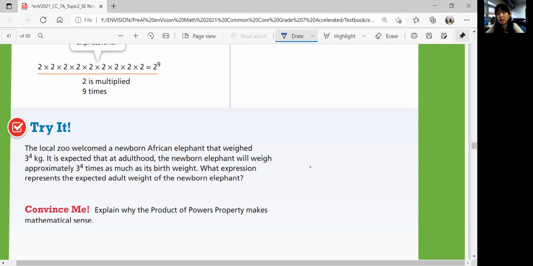What's the simplified expression? So again, you're going to start with 3 to the 4th times 3 to the 4th. You have the same base, 3. You also have the same power, but that doesn't mean anything, okay? If you have the same base, you can add the powers. 4 plus 4, which means 3 to the 8th total. So you're multiplying 3 8 times total.